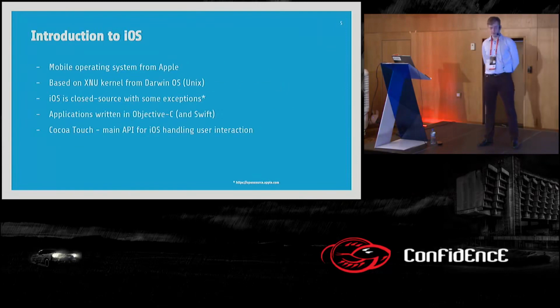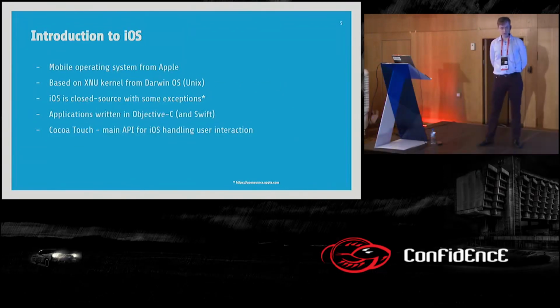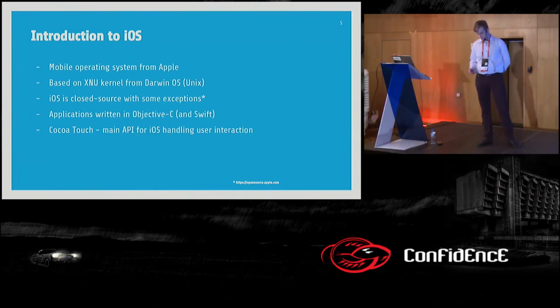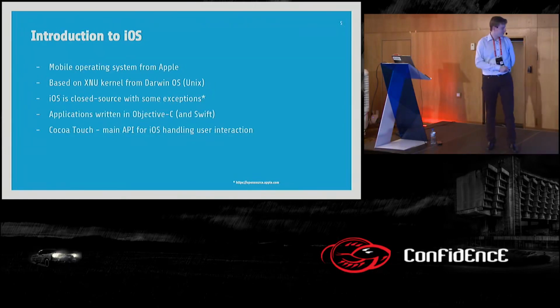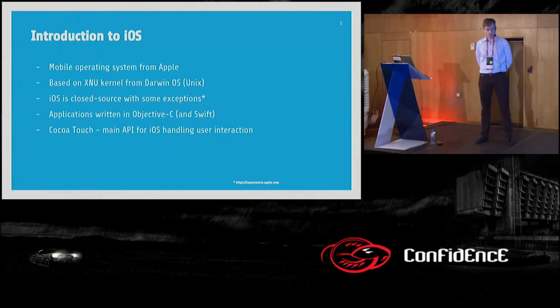Okay, so about iOS itself, it's a mobile operating system from Apple. It's Unix-like with the XNU kernel. In general, it's closed source with some exceptions. You will see a link, opensource.apple.com. There are a couple of libraries that you can look into. And the applications are written mainly in Objective-C and very recently in Swift, as Apple introduced a new language. And Cocoa Touch is the main API handling all the touch events and all the user input to the system.